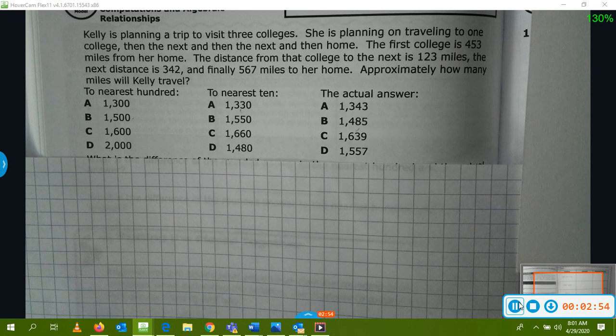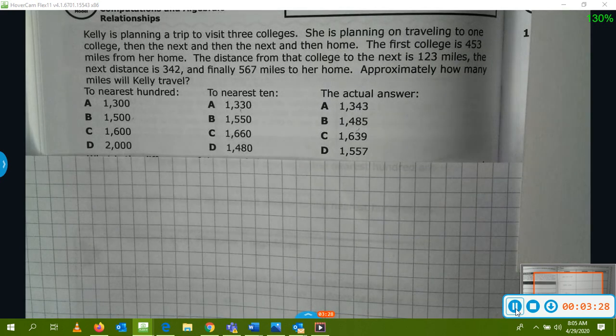So let's break this question down. Kelly is planning a trip to 3 colleges. She's planning on traveling to the college, then to the next. Okay, so the first thing we want to do is find out the actual answer. I think if we answer that first, then it will be easier to answer the ones to the nearest 10 and then to the nearest 100. So I'm going to put the video on pause. You go ahead and complete your answer, and then come back, and then we'll do it together.